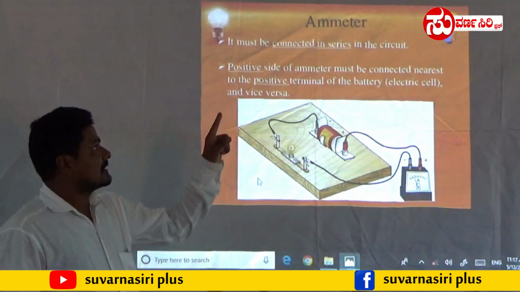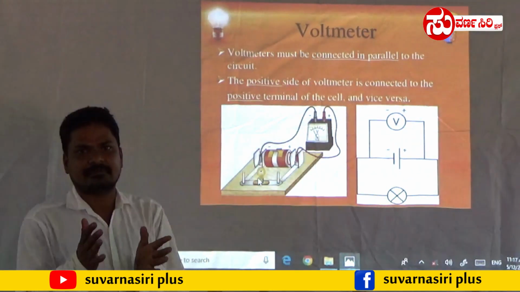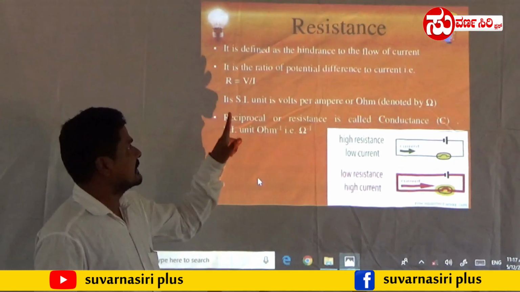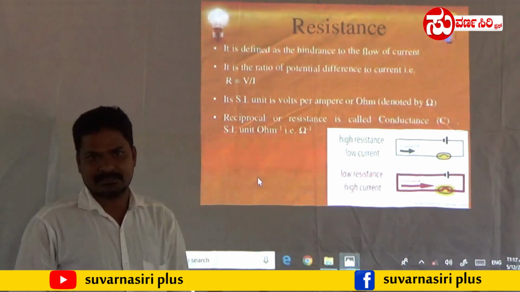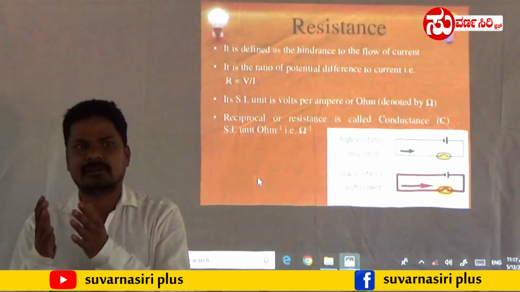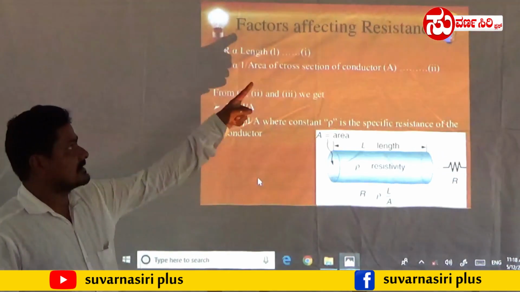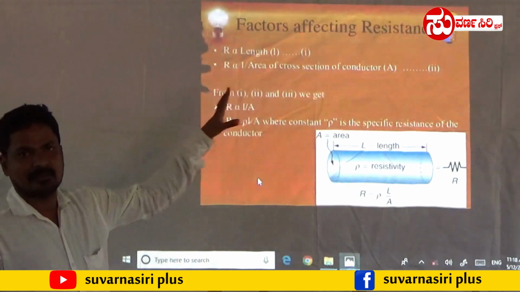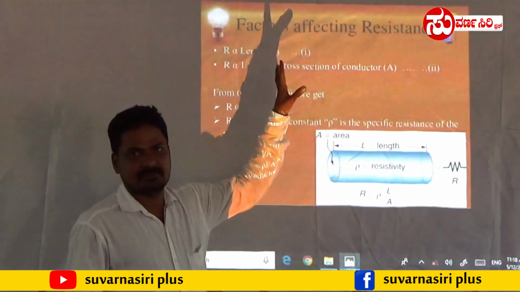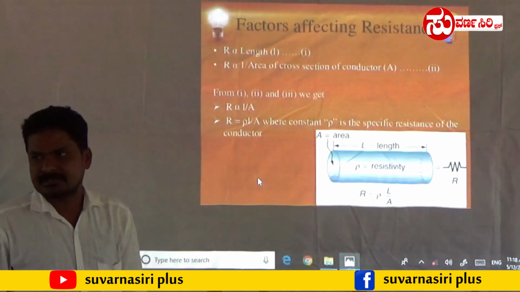And next we have to learn about the ammeter and next the voltmeter. So what is the difference between ammeter and voltmeter? We have to learn this one. And next there is resistance. So what is resistance, what is the formula of resistance, and what is resistivity? We have to learn. And next, what are the factors affecting the resistance? It is a very important question from the examination point of view. You have to learn the factors affecting the resistance also.